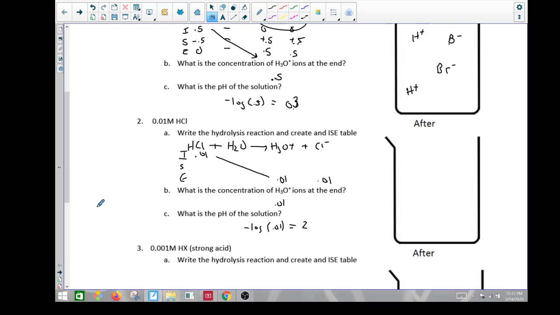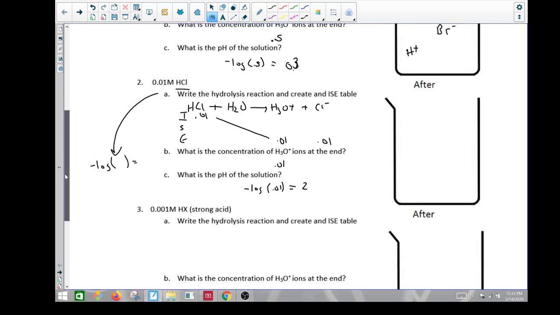You'll find quite often that we'll take the negative log. When you have an acid, you just take that guy and plug that guy in here. You can only do that if that's a strong acid. There are 6 strong acids. You should be aware of that and what they are.